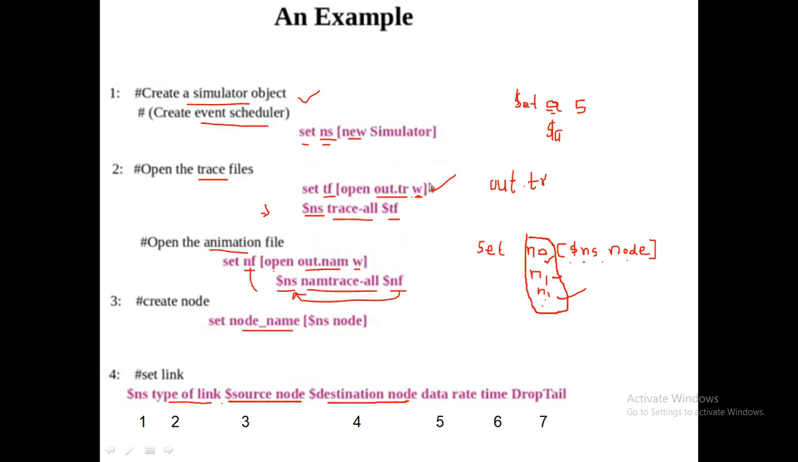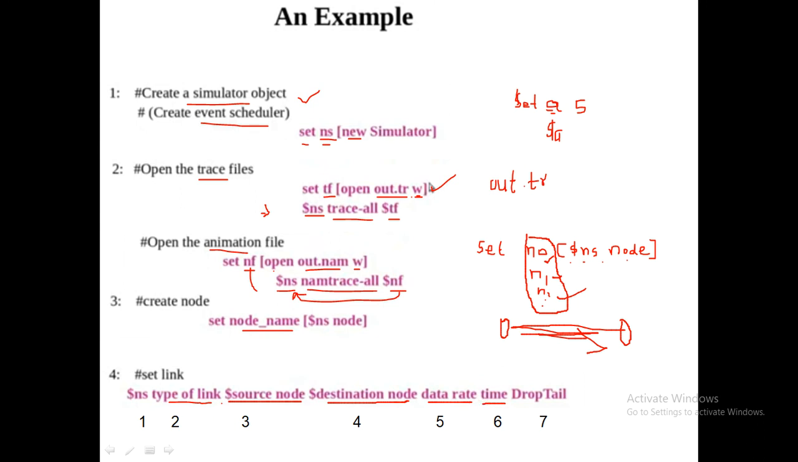Fifth argument is data rate. What should be the data rate through which you want the packets to go? Clear? Whether you are fixing it as 10 Mbps or 20 Mbps or 100 Mbps, what should be the data rate on this link you have established from one node to another node? What should be the rate at which the packets have to go? That is what you call data rate. You have to give some value here.